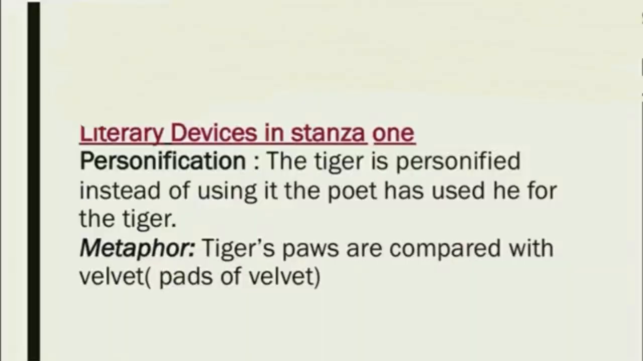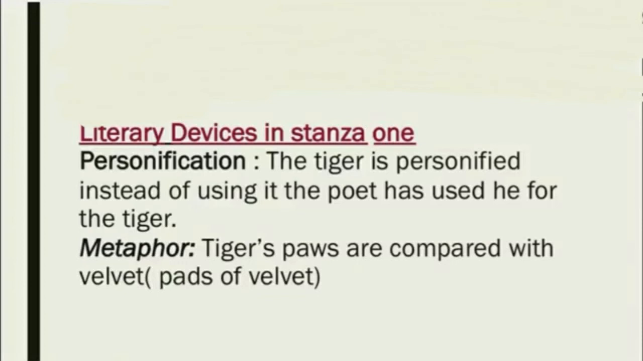Now we will move forward to the poetic devices, okay? We will go stanza wise. So in stanza 1, there is personification. The tiger is personified. Instead of using it, the poet has used he. See, for animals, usually we use it. But here, the poet has used he. So here, the tiger is personified. He has used he or his for the tiger instead of it. Got it? So this was personification.